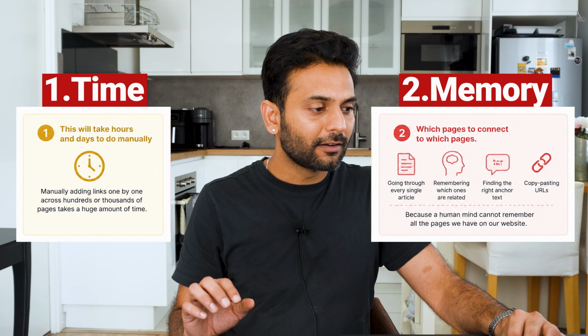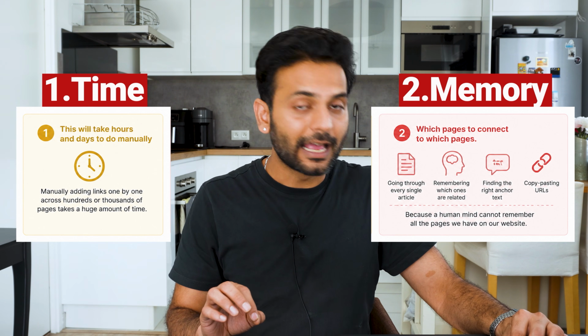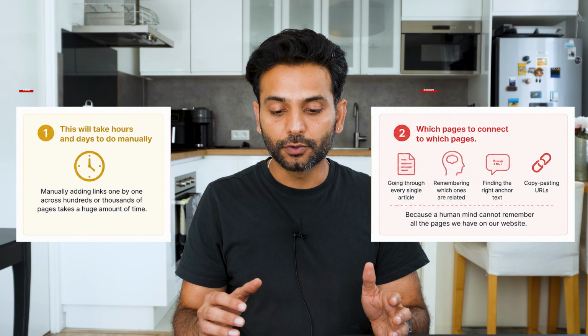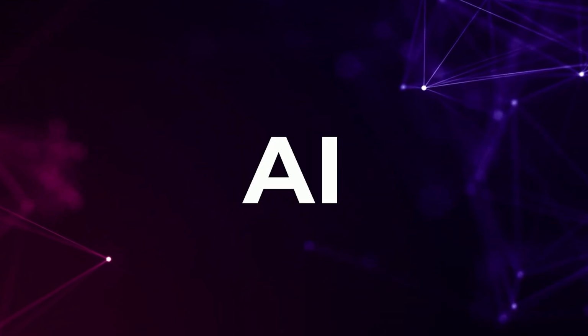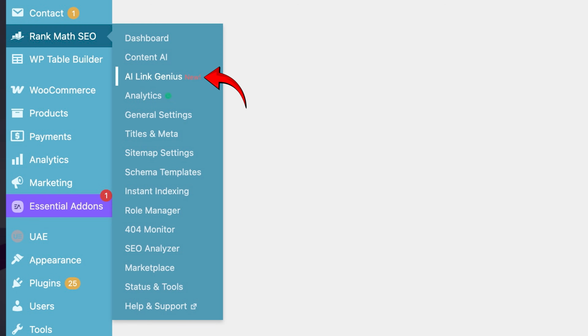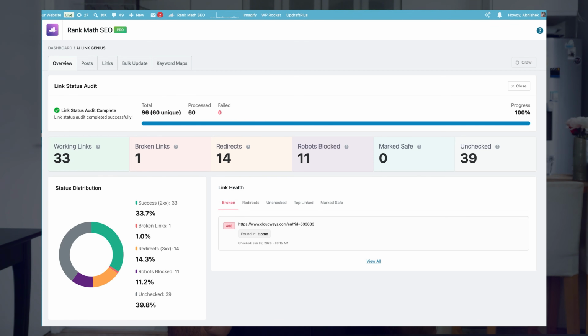So at this point, we need to use AI. Like I always say on this channel, please use AI carefully. Do not copy paste content from AI, but use the AI as an assistant to have a better workflow. Okay, so today I found an AI tool to make this super easy, which is called Link Genius. And it is built right inside your Rank Math plugin. And this is a newly launched feature in the Rank Math plugin. For Rank Math Pro users, you have full access to this Link Genius at no extra cost.